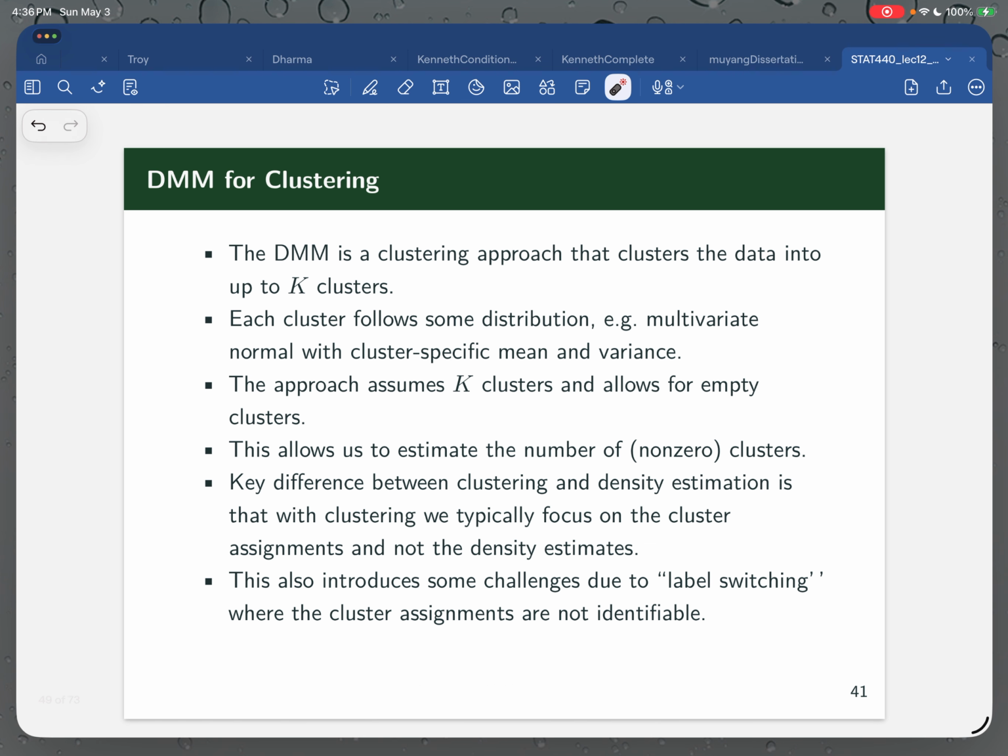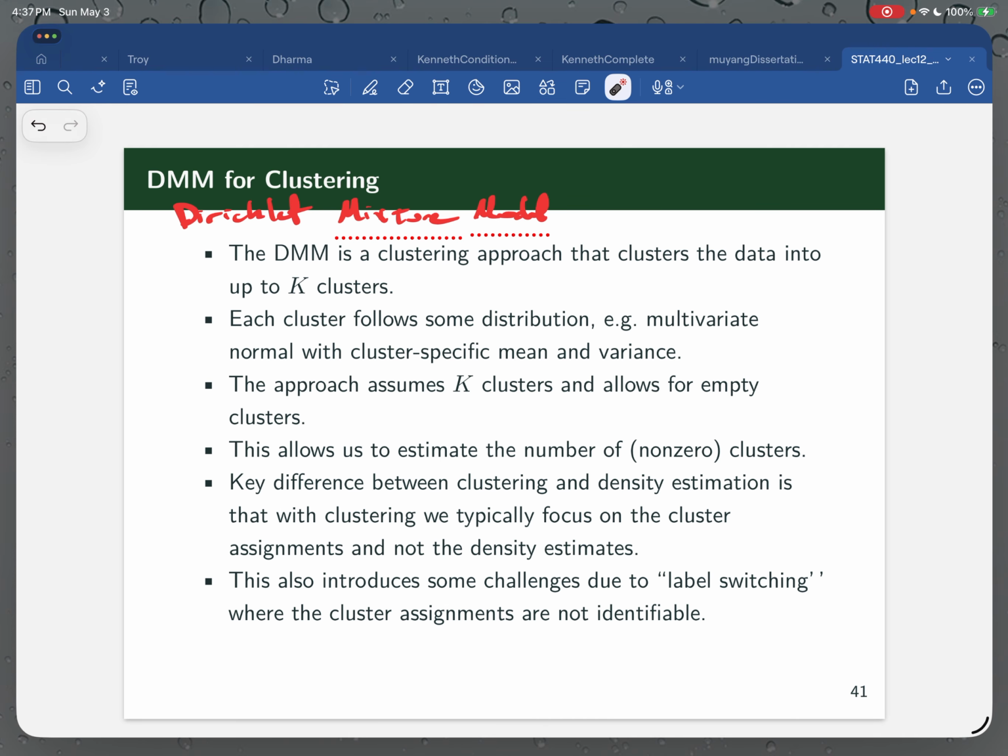Okay, so the DMM for clustering. First of all, what is DMM? DMM is simply the Dirichlet mixture model. So this should be familiar from the first couple of lectures. We talked about Dirichlet mixtures. What we're going to have to do is assume some distribution. We will assume multivariate normal in the example, although again, that's not required for the model.